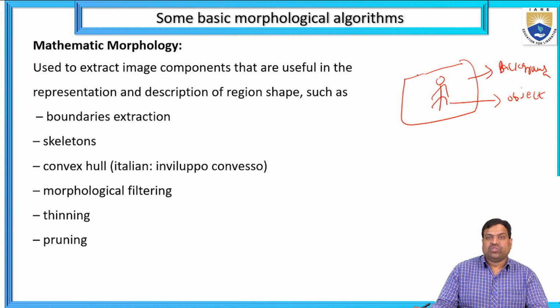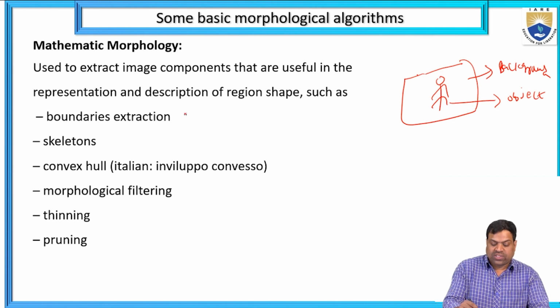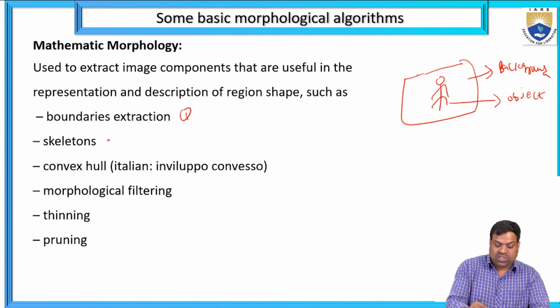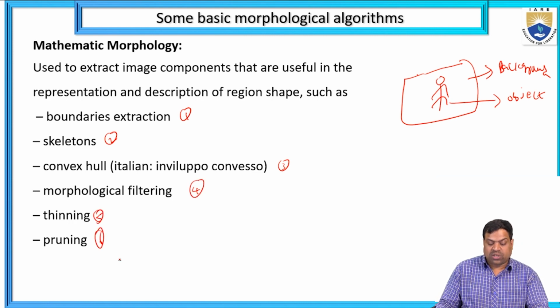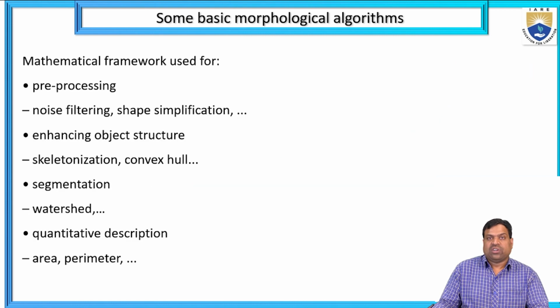It is used to extract image components that are useful in the representation and description of region shape, such as boundary extraction first, then skeletons, convex hull, morphological filtering, thinning, and pruning. These are the mathematical morphologies. So each one we can discuss now.